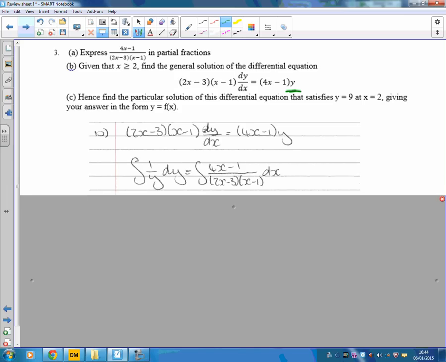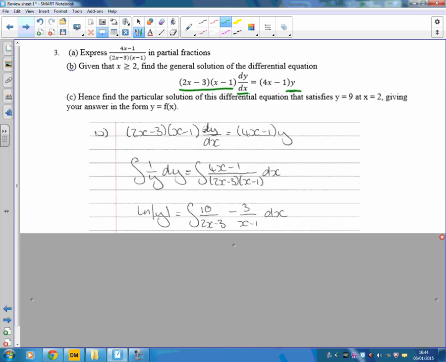Gives me 1 over y. And then to get my x's on the right, I'm going to divide down by these. So I've got 4x minus 1 over 2x minus 3 and x minus 1, and multiply out with the dx on the other side. And as usual, we integrate both sides. So on the left, 1 over y integrates to ln y. Again, I've put the modulus lines because you're not supposed to put minus numbers into ln.